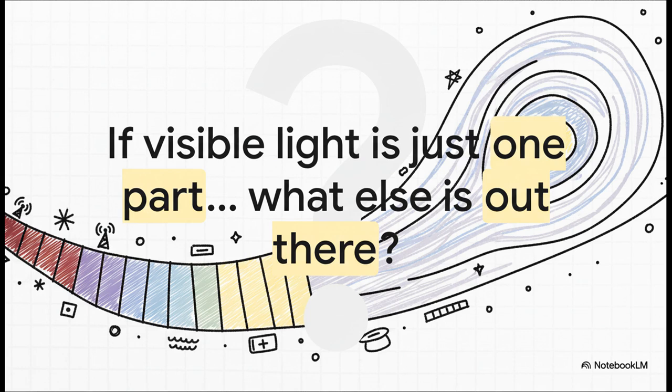And this leaves us with one final, incredible thought. If the visible light our eyes evolved to see is just one tiny sliver of this electromagnetic spectrum, what else is out there? What other invisible messages, what radio waves, microwaves, X-rays are flying all around us and right through us at this very second?